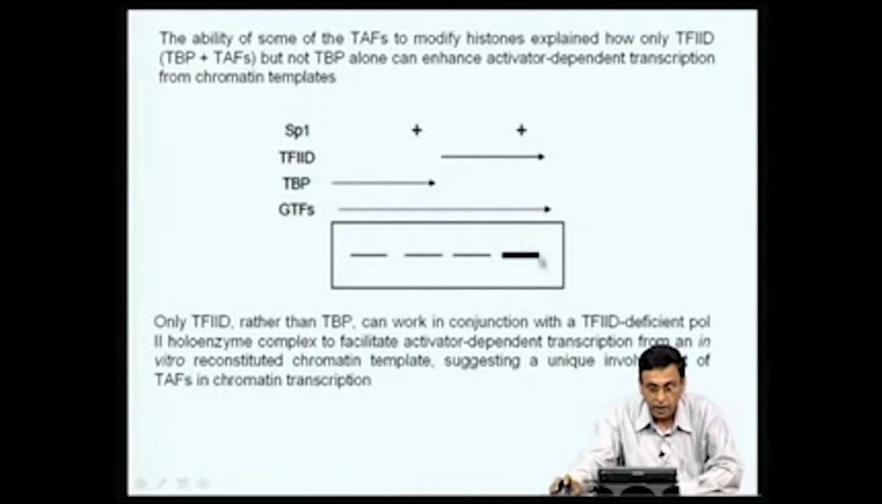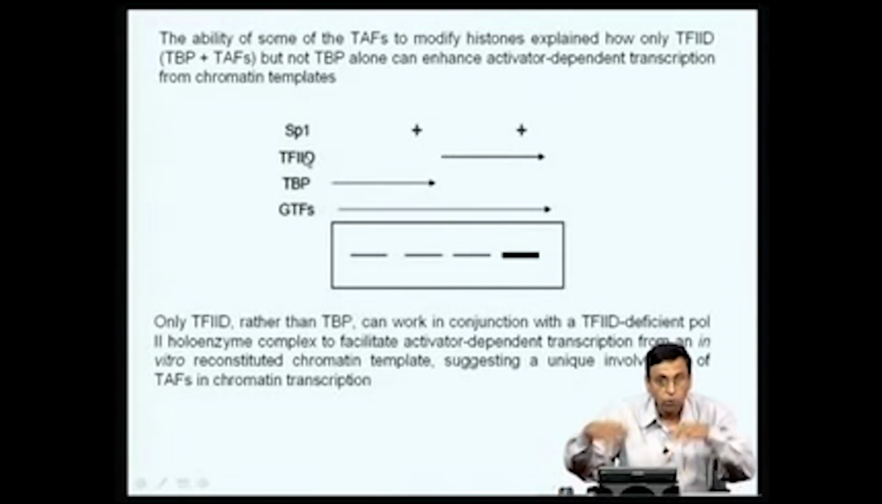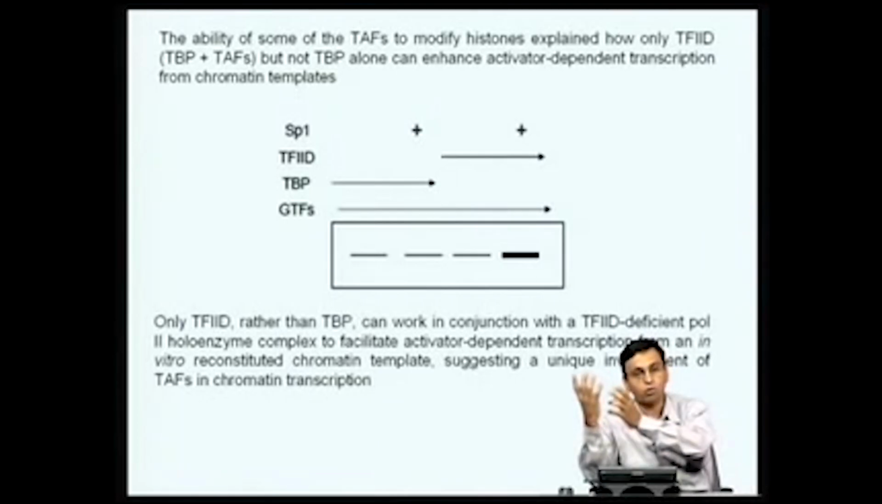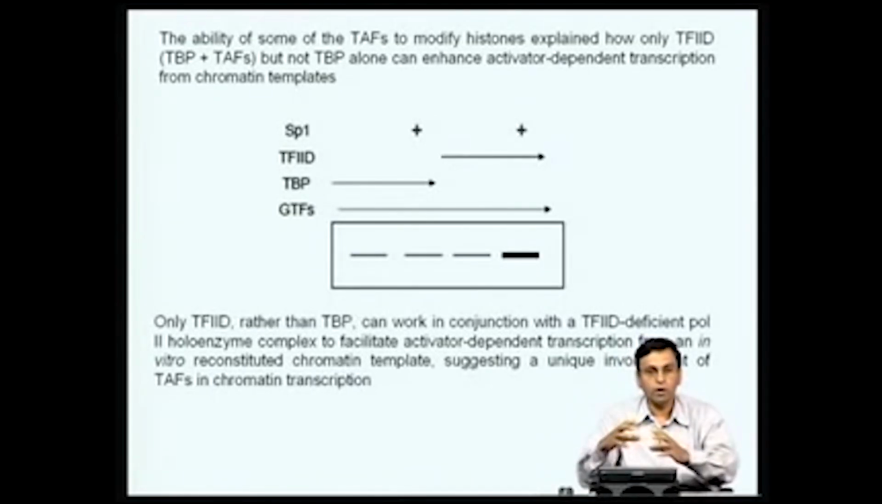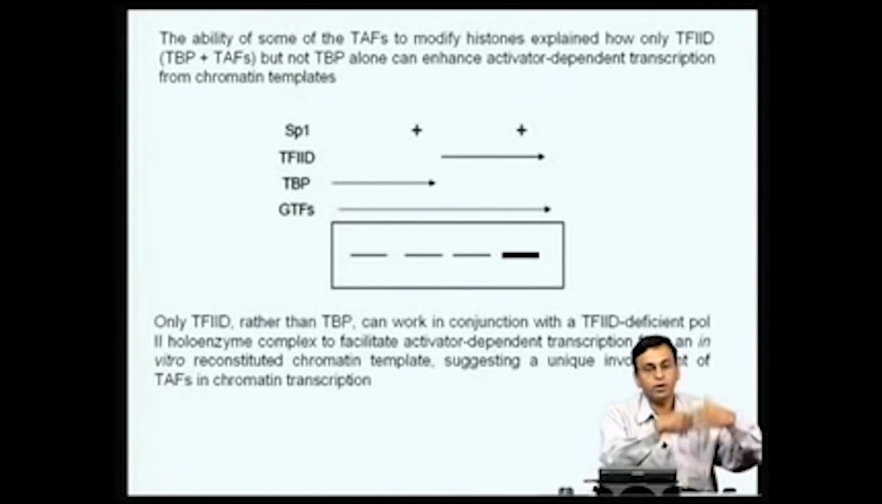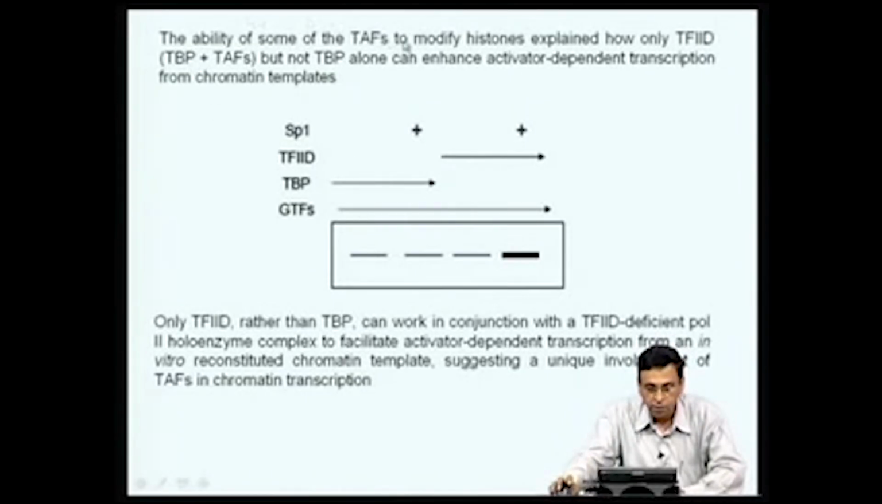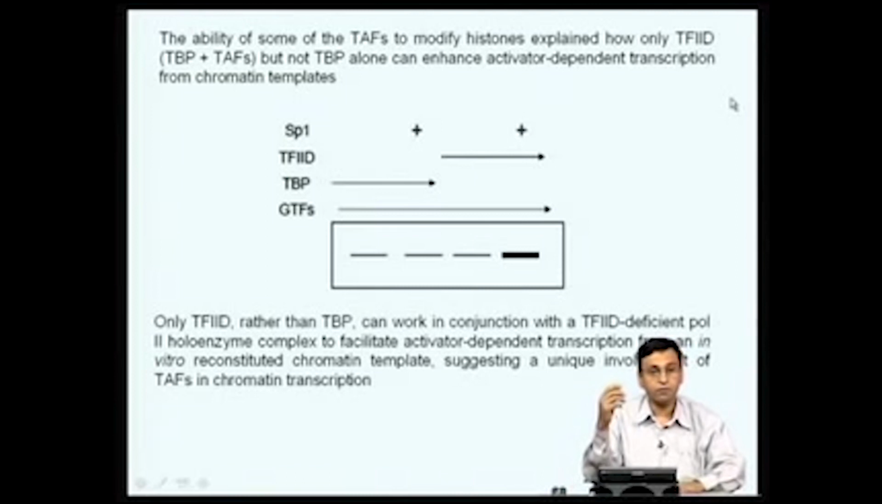That means for SP1 to activate transcription, TBP alone cannot do the job; you require TBP plus TAFs, which is the TFIID. So now we can explain what the TAFs are doing. In order for SP1 to activate transcription of chromatin templates, some component of the TAFs is required, and these TAFs are probably removing histones in the vicinity of the promoter, and therefore can facilitate the pre-initiation complex, thereby facilitating SP1 to activate transcription from these promoters. So the ability of some of the TAFs to modify histones explains how only TFIID, which consists of TBP and TAFs, but not TBP alone, can enhance activator-dependent transcription from chromatin templates.